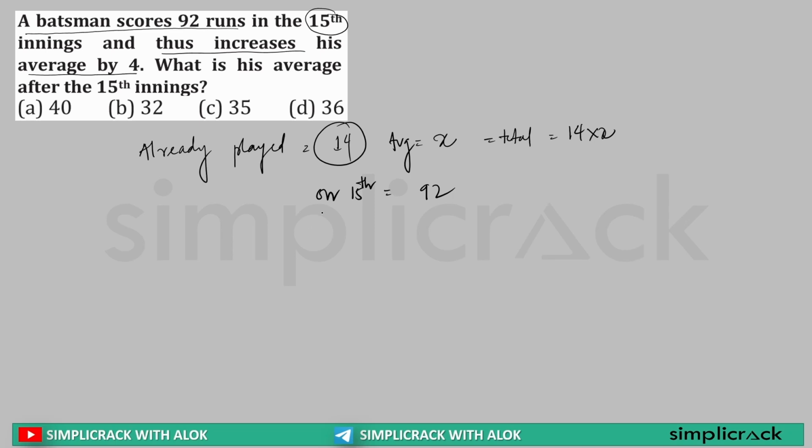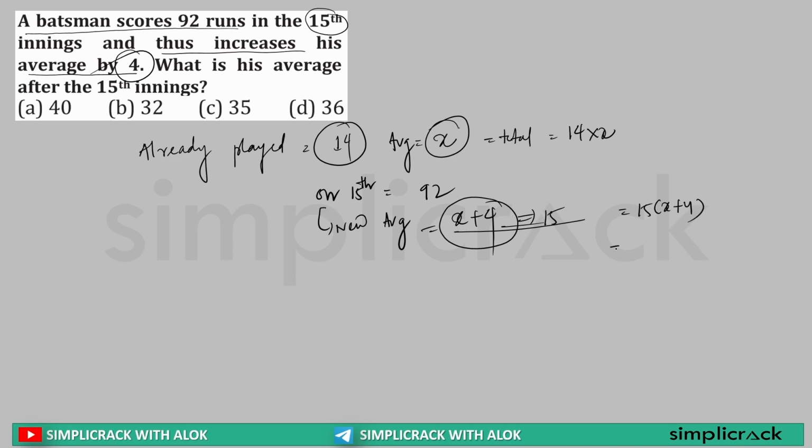And his average increased by 4. That means previously it was X, so the new average is X plus 4. Yes or no? Yes. Now X plus 4 is the average of 15 innings. Yes or no? So the total score in these 15 innings is 15 into X plus 4, that is 15X plus 60. So this is the total run after 15 innings.